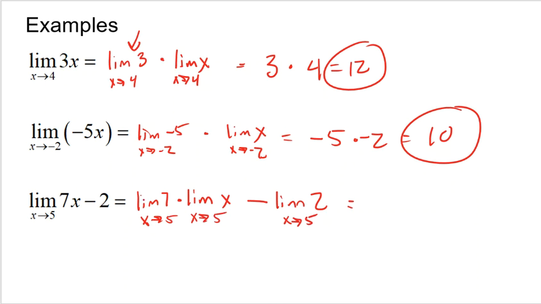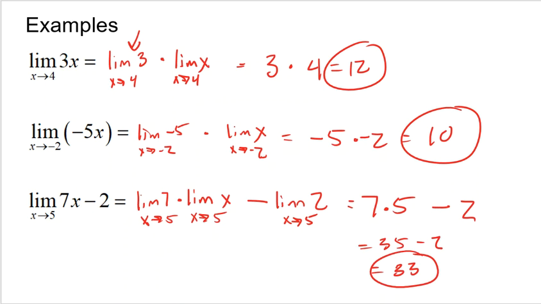All right, so once again, the limit of a constant 7 is just 7, times the limit of x is whatever value you're approaching, so that's just 5, minus, again, 2 is a constant, so the limit of 2 is 2. So we get 35 minus 2, which is 33. All right, pretty easy, but let's try to make this even easier. You're going to like this.